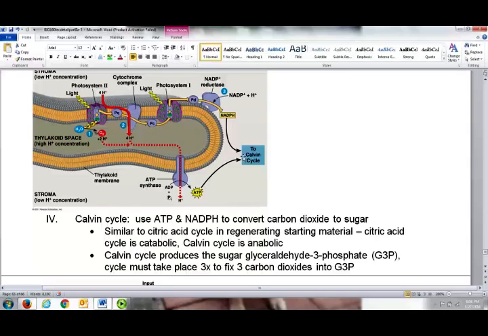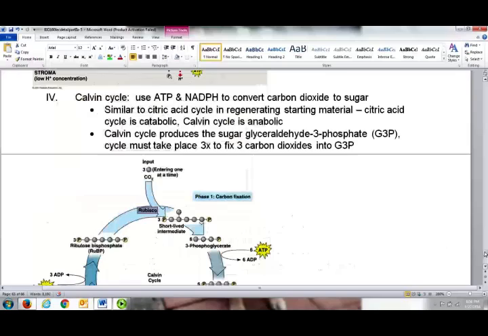So in the Calvin cycle, you're going to use the ATP and NADPH to convert carbon dioxide to sugar. The Calvin cycle is actually similar to the citric acid cycle in regenerating its starting material. So the citric acid cycle, though, is catabolic. You're breaking things down. The Calvin cycle is going to be anabolic. You're going to be building something.